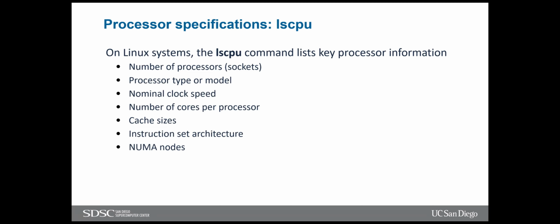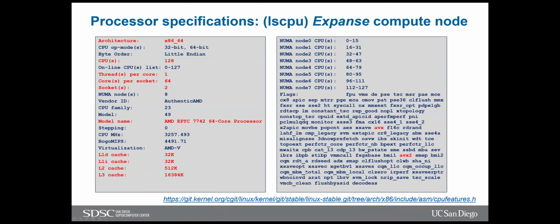So the first thing we're going to look at is our nodes, and find out the processor specifications. The command we're going to use here is lscpu, and lscpu is going to provide all sorts of information for you. The top things that we'll focus on are the number of processors, the processor type or model, the clock speed, number of cores, the cache sizes, and some more information about memory. This one was run on an Expanse compute node.